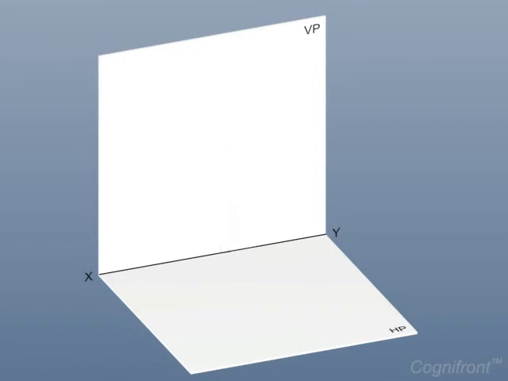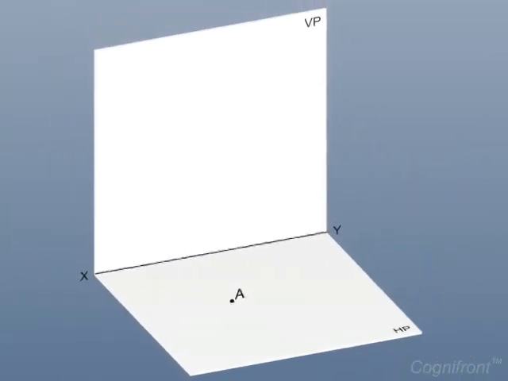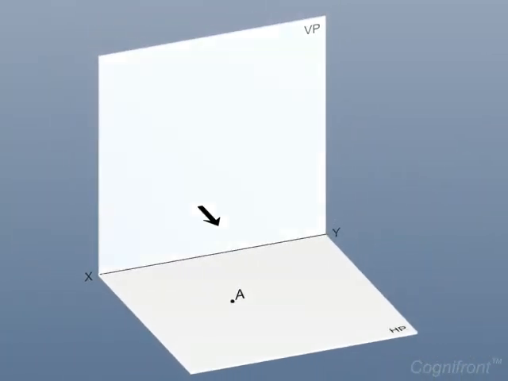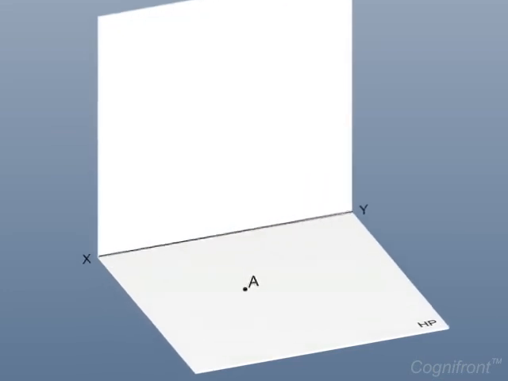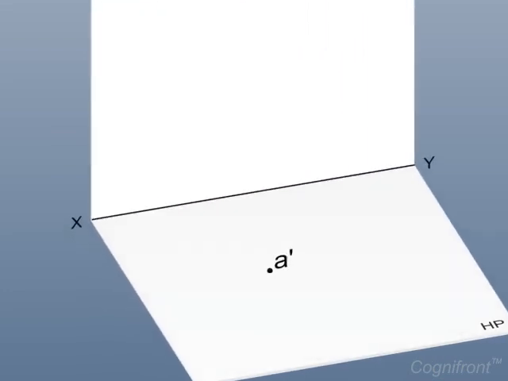Similarly, if a point, say A, is lying within the horizontal plane of projection in front of VP, observe its top view A dash and front view A.